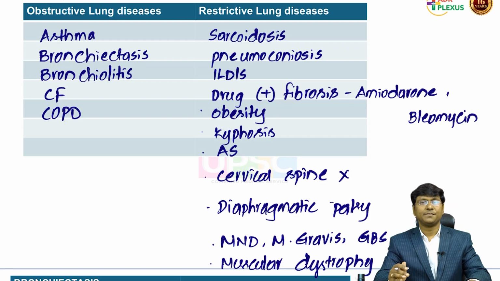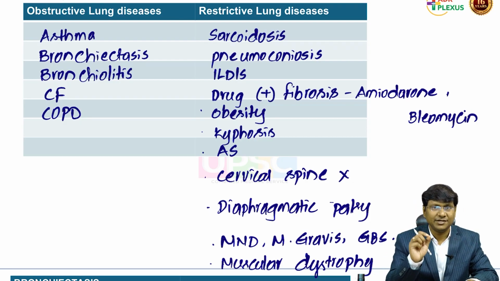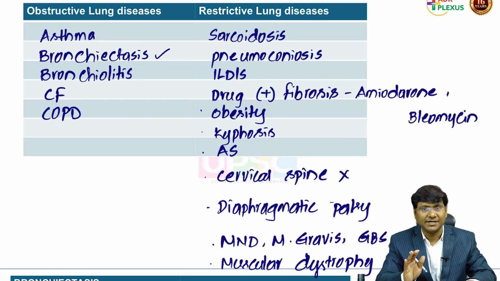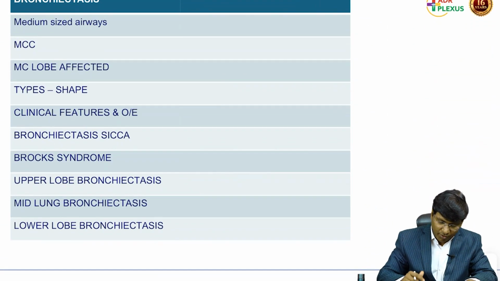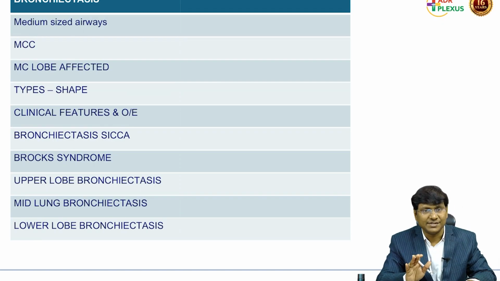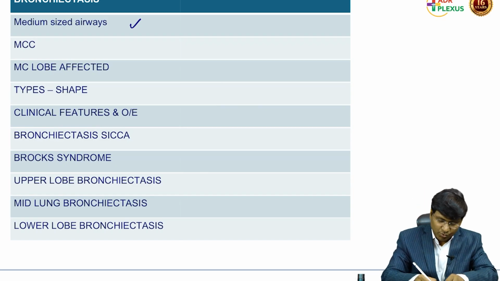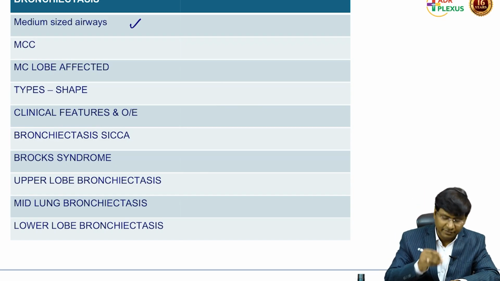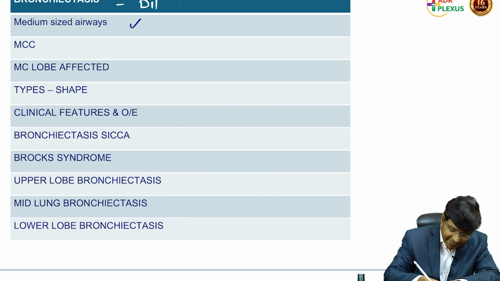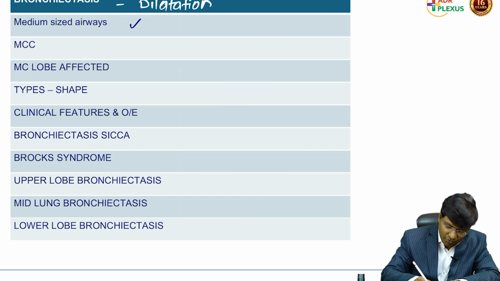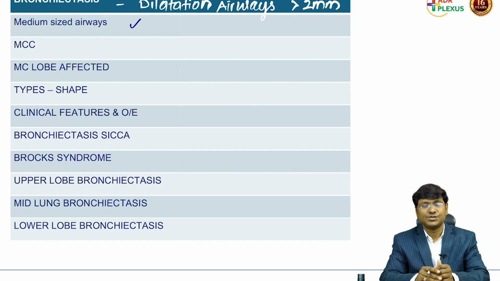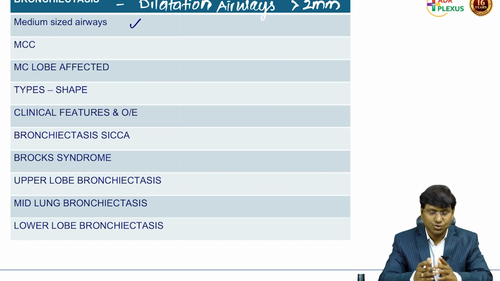Now, having said about the obstructive and restrictive lung diseases, I will take up the discussion in detail about one important obstructive lung disease, that is bronchiectasis. As I have said, it is an obstructive lung disease and it is a disorder of the medium-sized airways. In these patients there will be abnormal permanent dilatation of the airways, right? And this dilatation of the airways should be more than 2 millimeters.